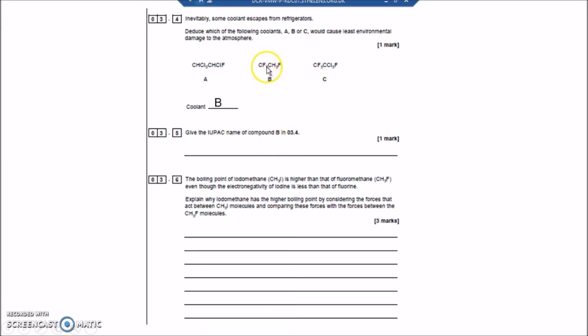So it's CF3CH2F, so it's a kind of ethane because there's 2 Cs. It's got 4 Fs, so it's not fluoro, it's not difluoro, it's not trifluoro, it's tetrafluoro, and I better say where the 4 Fs are. There's 3 of them at carbon number 1 and 1 at carbon number 2. So it's 1,1,1,2-tetrafluoroethane.